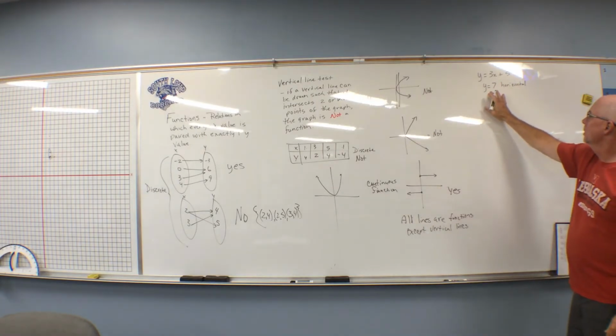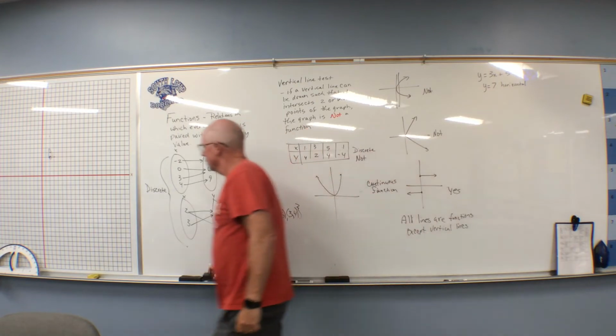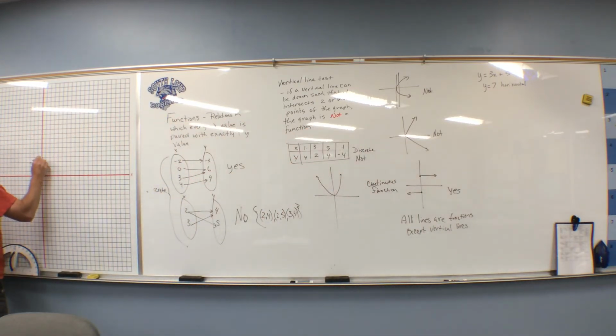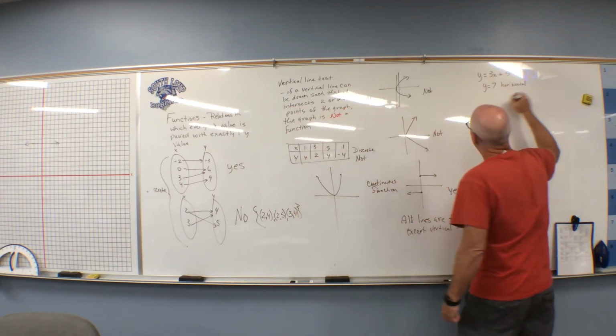How do I know it's a horizontal line? Because I have y equals some number. So if I go over here, y equals 7 looks like this. Just so you want to graph it quickly: 1, 2, 3, 4, 5, 6, 7. All horizontal lines are functions. Now, how do I tell one that's not? So these are all functions.